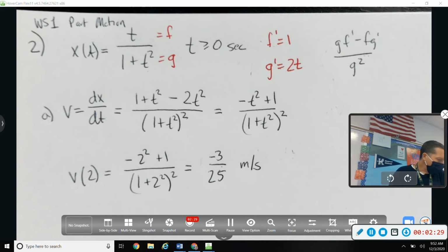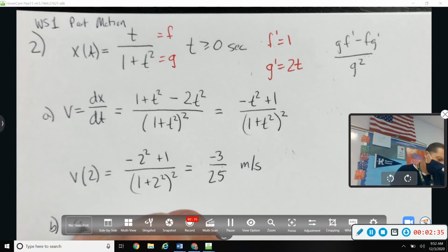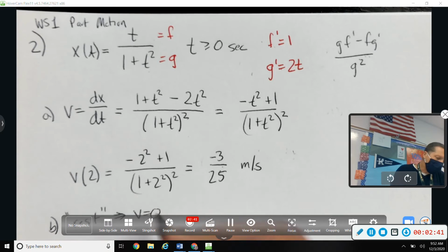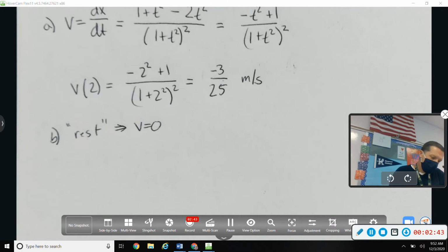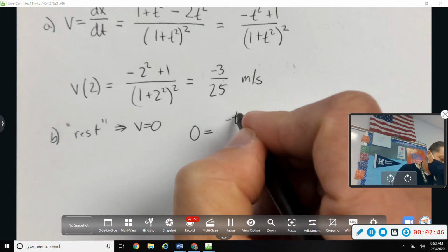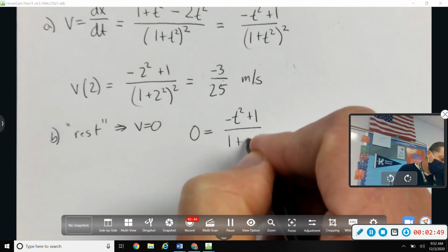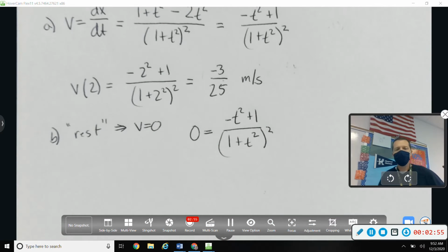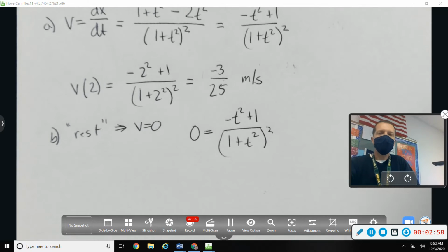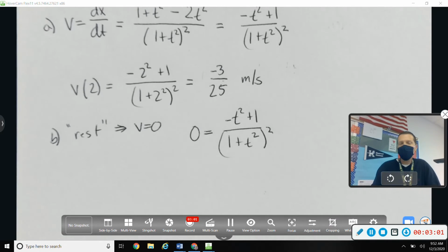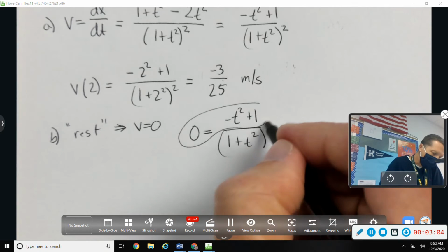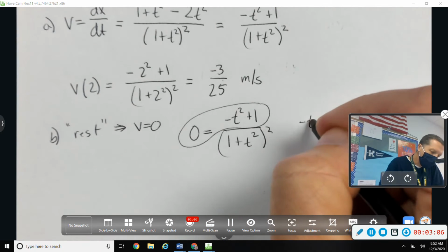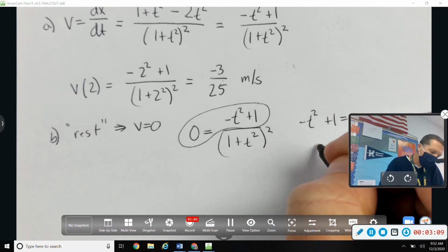All right, part B. When is the particle at rest? When is it moving to the right? When is it moving to the left? So rest would mean where is v equal to 0? So 0 equals negative t squared plus 1 over 1 plus t squared, squared. The only thing that makes a fraction 0, though, is if the top is 0. So I'm really only concerned about the top. So negative t squared plus 1 equals 0.